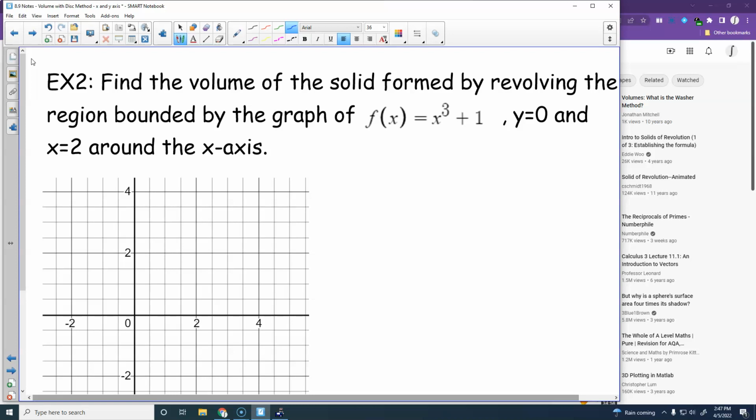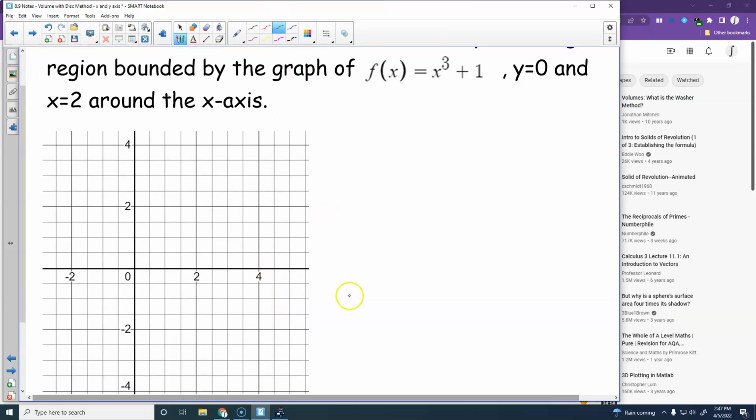For example 2, we're supposed to find the volume of the solid formed by revolving the region bounded by the graph of x to the third plus 1, y equals 0, x equals 2 around the x-axis. So I'm going to graph my y equals 0 and x equals 2 first, just because they're easier. Y equals 0, which axis is that? That is our x-axis. X equals 2. It is a vertical line at 2.